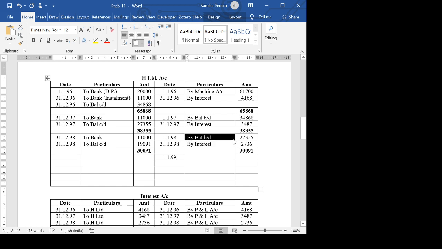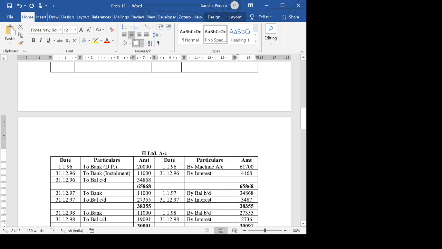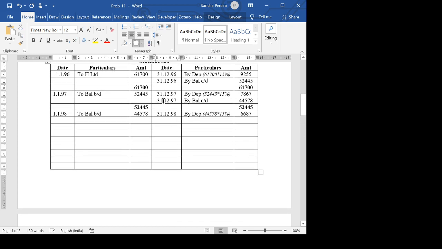By balance brought down, it will be 19091. Go and close the machine account. Total is 44,578, so the balance will be 44,578 minus 6687, which gives us 37,891. Bring down the balance.